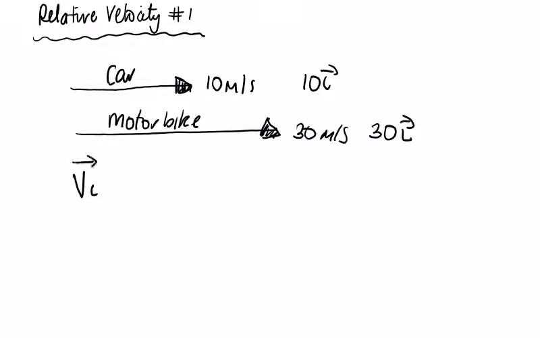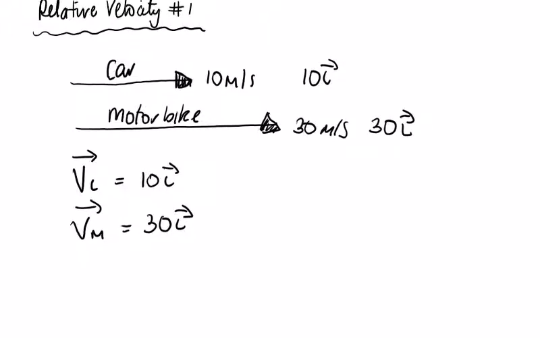We can call this the velocity of the car, and we put an arrow over it for our vector, which is equal to 10I. And the velocity of the motorbike is equal to 30I. So after 1 second, you can see the motorbike, after it passes, is going to be 20 ahead, and after 2 seconds, 40 ahead, and so on.